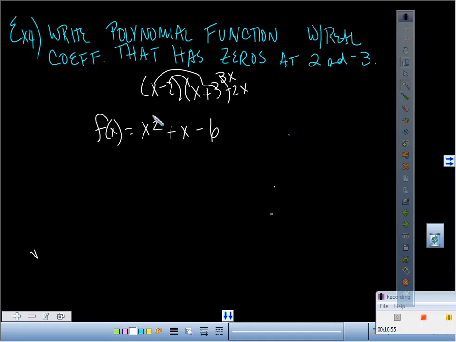Kind of like playing Jeopardy. I'm giving you the answers. You give me the problem. Now, could I check this problem and know that it's right? Yeah, y'all. Put that in y equals and make sure it crosses the x-axis at 2 and negative 3. Or you can plug those numbers in and make sure you get 0. Okay? All right.